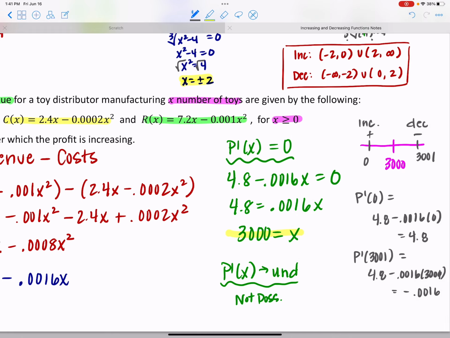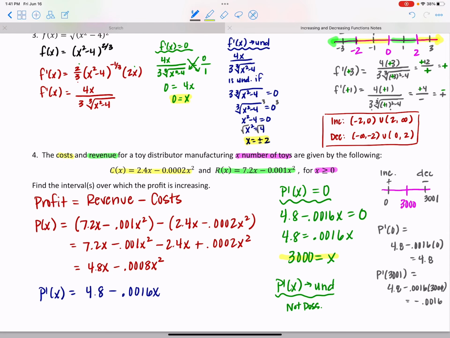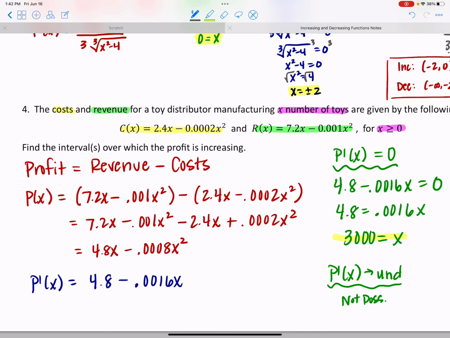So if you're this toy company, you don't want to be manufacturing more than 3,000 of these toys, because after that your profits start to decrease. Now you're still, technically, making profits, but we want those profits to be going up, not going down. So our profits are increasing.